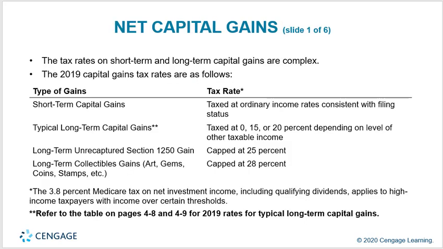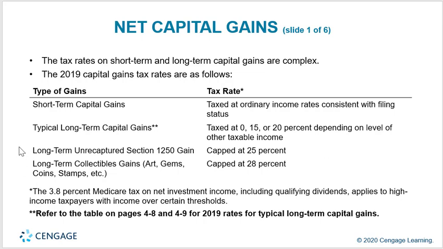So net capital gains. The tax rates on short-term and long-term capital gains are complex. The 2019 capital gain tax rates are as follows. So here you have the types of gains and your tax rate. Short-term capital gains are taxed at ordinary income rates consistent with filing status. Typical long-term capital gains are taxed at 0, 15, or 20% depending on the level of other taxable income.